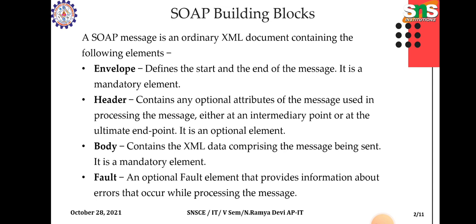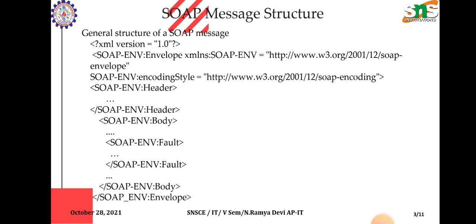Next is body. This contains the actual message or the data being exchanged, like function calls or responses. The body is where the main content such as the request parameters or response data is placed. So it contains the XML data comprising the message being sent, and it is a mandatory element. So next is fault. In case of an error during the message processing, a fault element can be included in the body to relay error information. An optional fault element that provides information about errors that occur while processing the message.